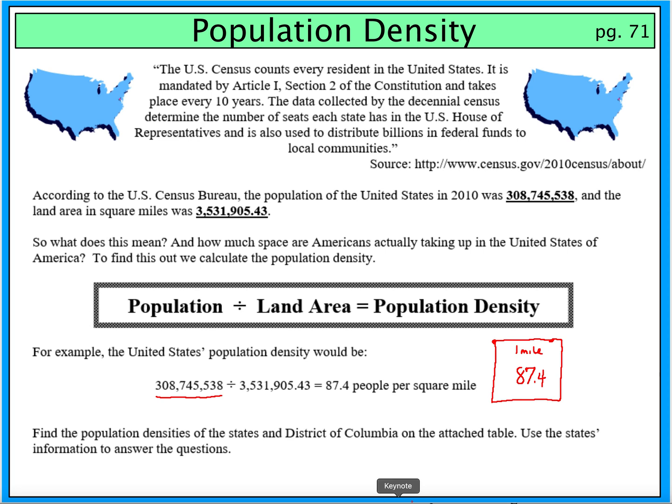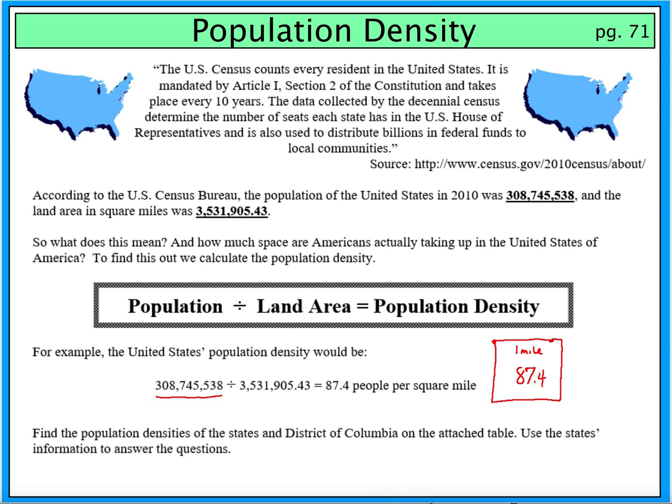Now that could be dense. I mean, think about how many houses you would have to fit into that. And that's an average, right? So that's in the United States. So there are actually places in the United States that are much more dense than 87 people per square mile.